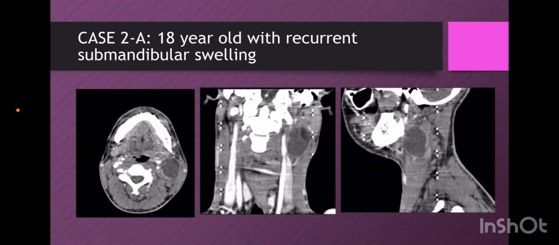Case 2, part A: an 18-year-old with recurrent submandibular swelling. Whenever we have recurrent swelling, we can usually think about something like congenital anomalies, as we can see in these images. We have axial, coronal, and sagittal images with contrast that show a cystic lesion with peripheral enhancement that lies posterior to the left submandibular gland, lateral to the ICA, and anteromedial to the sternocleidomastoid muscle.